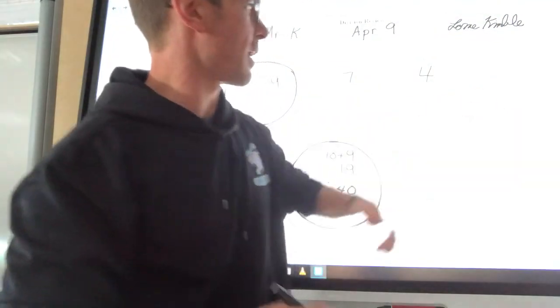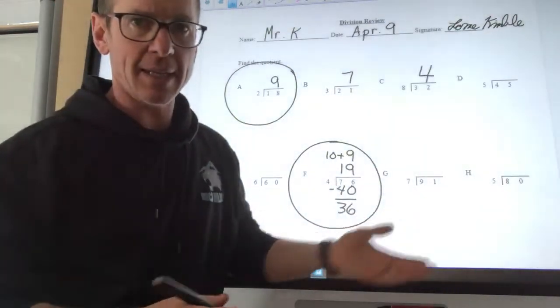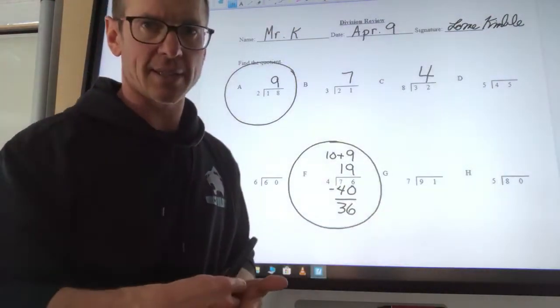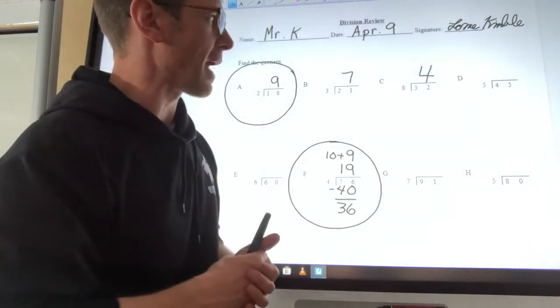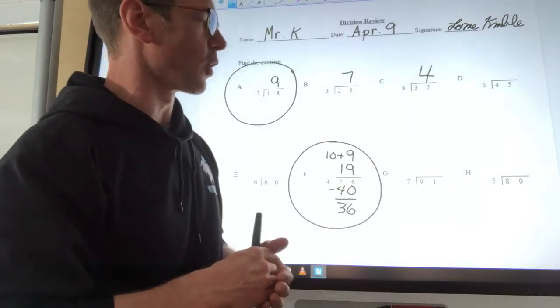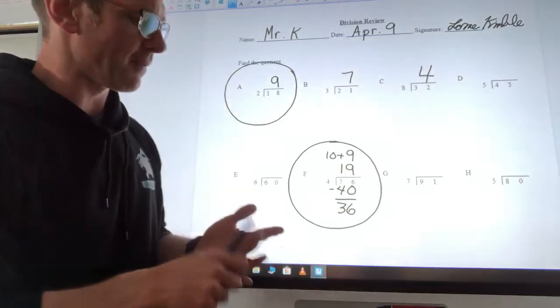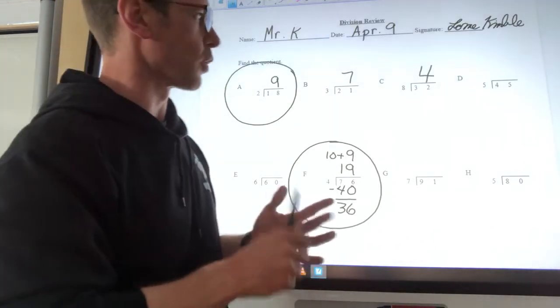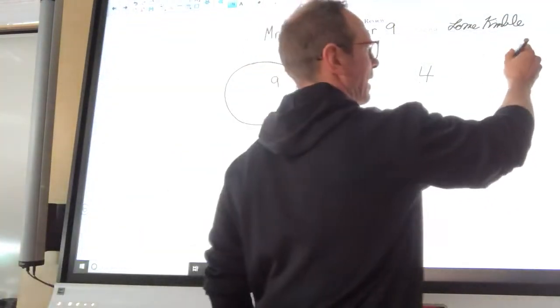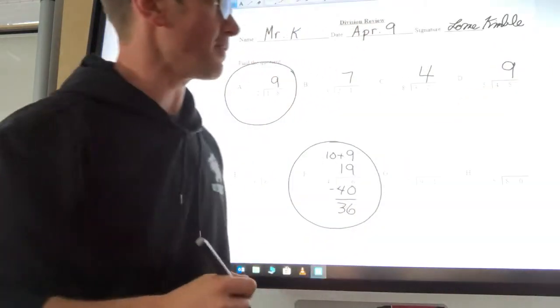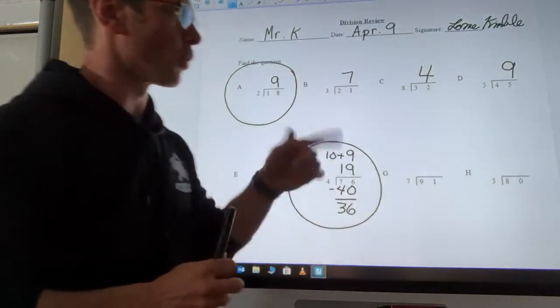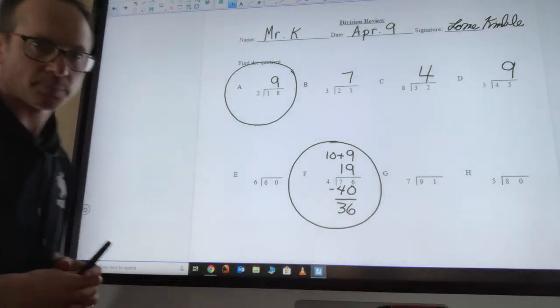Next question, 45 divided by 5. 5 times 10 is 50, so I know the answer is less than 10. So how many 5s does it take to get to 45? Well, 5, 10, 15, 20, 25, 30, 35, 40, 45. It takes me 9 5s to get to 45. So 9 times 5 is 45. 45 divided by 5 is 9.